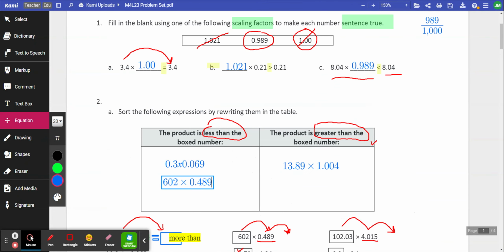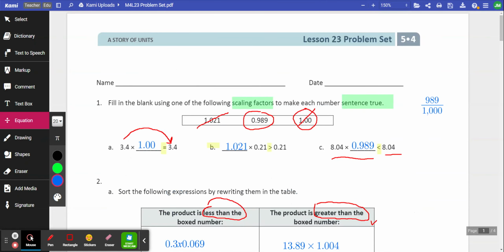So remember, this lesson is about identifying the product that is going to be greater than, less than, or equal to the first factor in the operation, in the multiplication or the comparison.